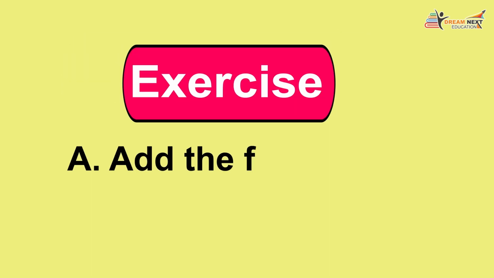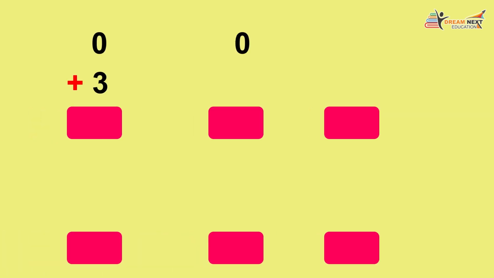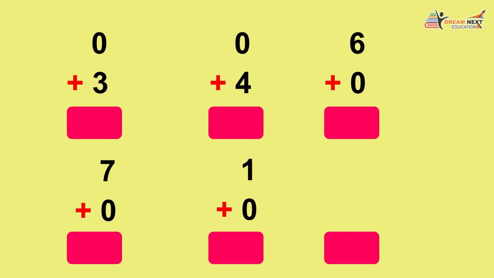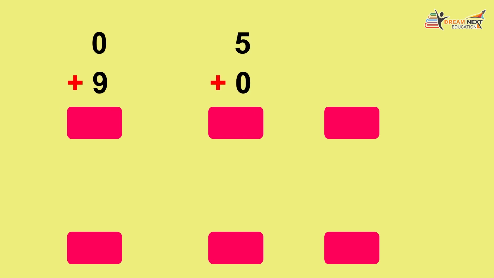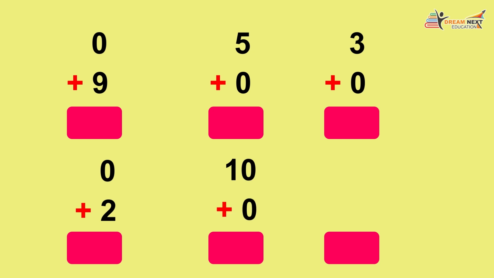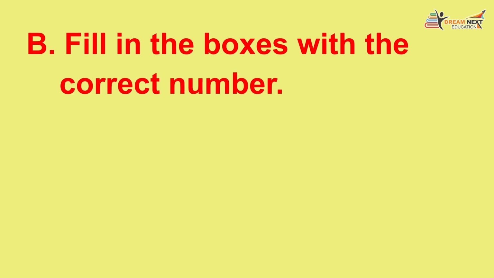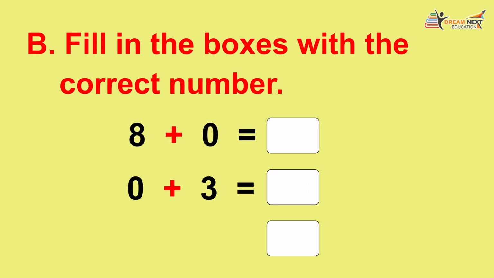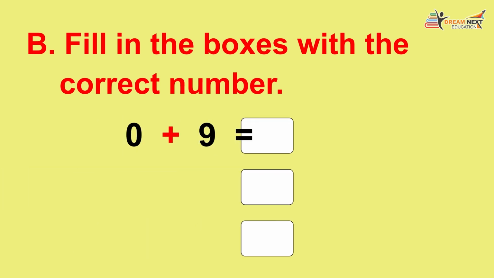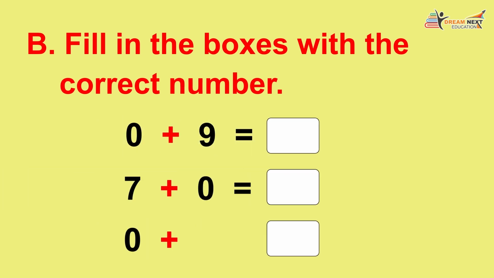Exercise. A. Add the following. 0 plus 3, 0 plus 4, 6 plus 0, 7 plus 0, 1 plus 0, 7 plus 0, 0 plus 9, 5 plus 0, 3 plus 0, 0 plus 2, 10 plus 0, 8 plus 0. B. Fill in the boxes with the correct number. 8 plus 0, 0 plus 3, 4 plus 0, 0 plus 9, 7 plus 0, 0 plus 2, 0 plus 1, 5 plus 0, 0 plus 6.